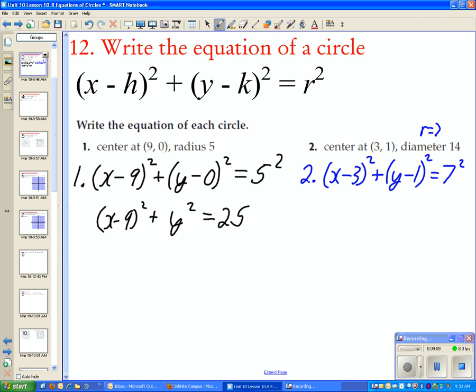Well, I'm really happy with that. All I want to do is write 7 squared. I don't want to write 49 instead of 7 squared. If there's nothing to simplify, then don't mess with them. Leave it in that form. That is our answer. That is our equation.